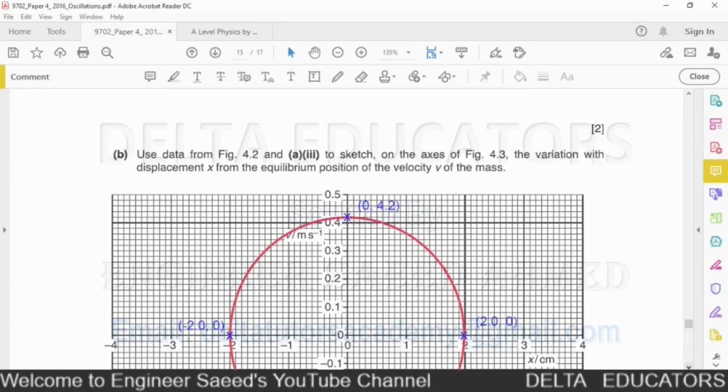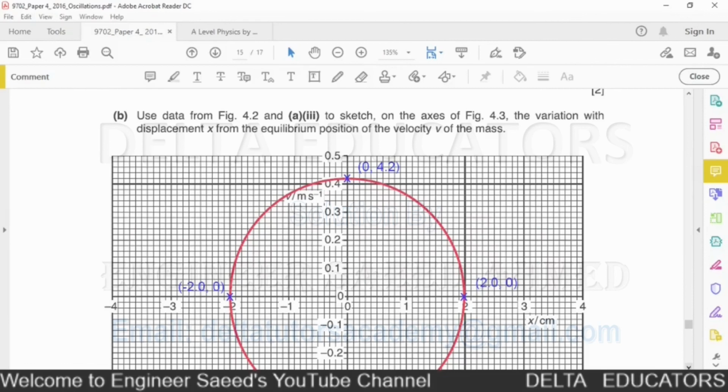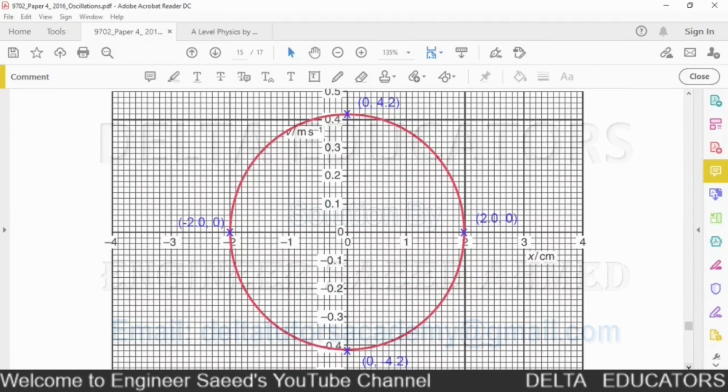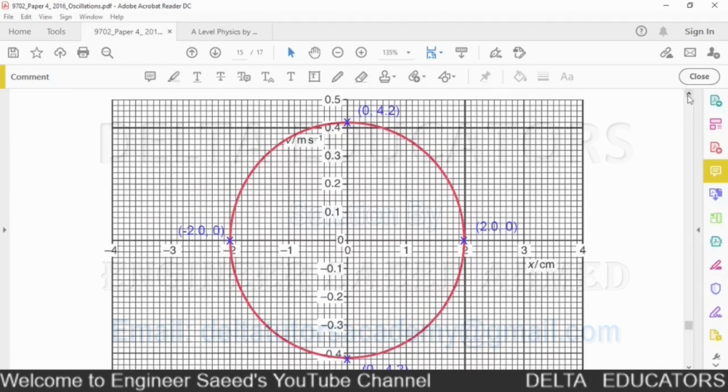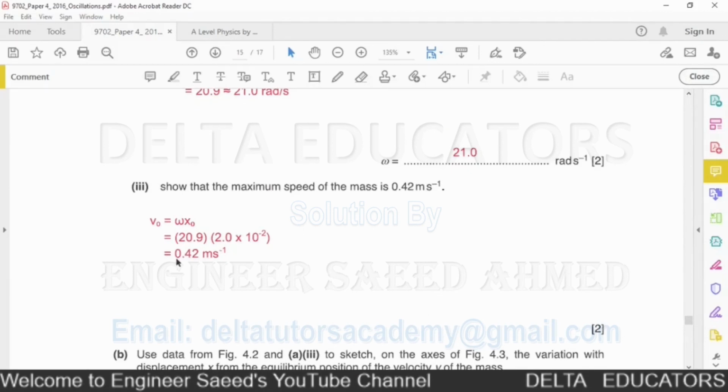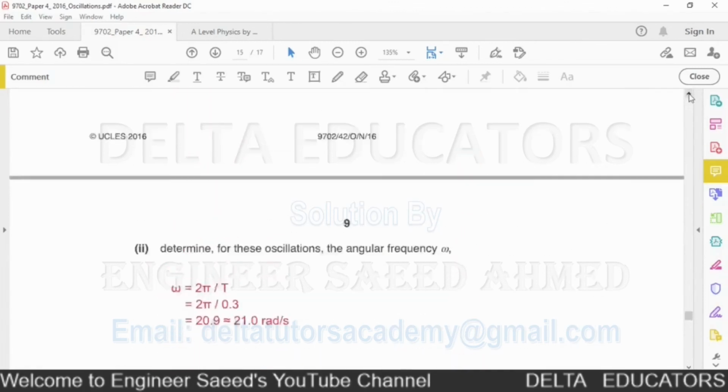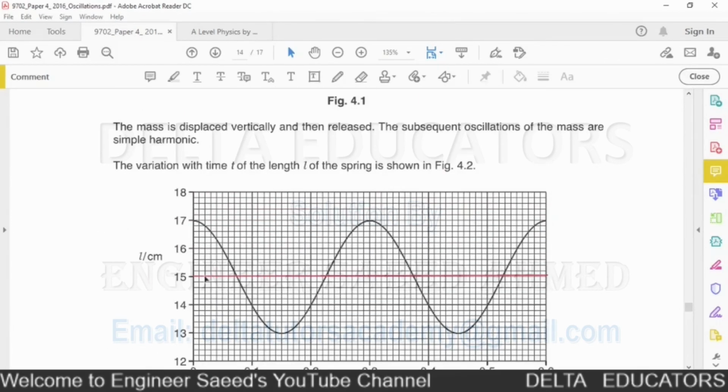Part B, use data from figure 4.2 and A3 to sketch on the axis of figure 4.3 the variation with displacement x from the equilibrium position of the velocity v of the mass. Here we have to plot a graph between displacement and velocity. Maximum velocity we have calculated here, it is 0.42 meter per second. Now maximum velocity is when the object is at the mean position. When the object is at equilibrium or at mean position, its velocity is maximum.